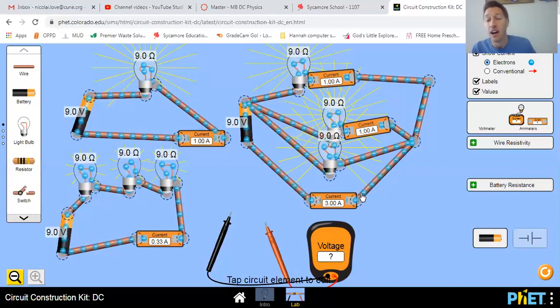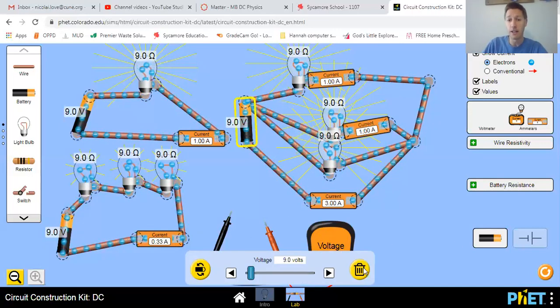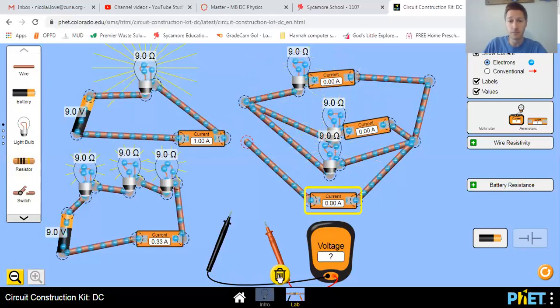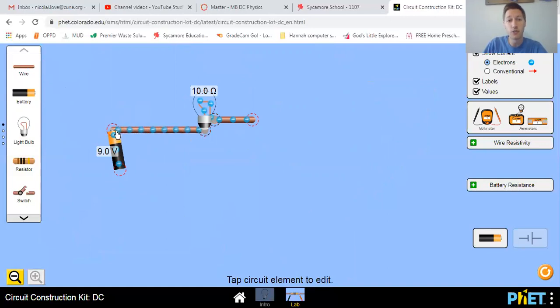All right, next thing I want to talk about is voltage drop. And to talk about voltage drop, I'm going to talk about it just in series, so I'm going to get rid of these ones here. Okay, here we go. So voltage drop is the idea that as electrons go through a path, they get demotivated and lose some motivation.